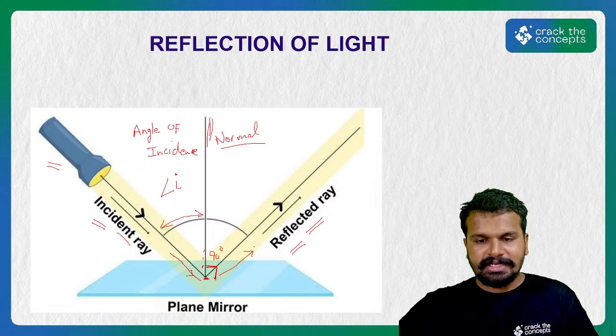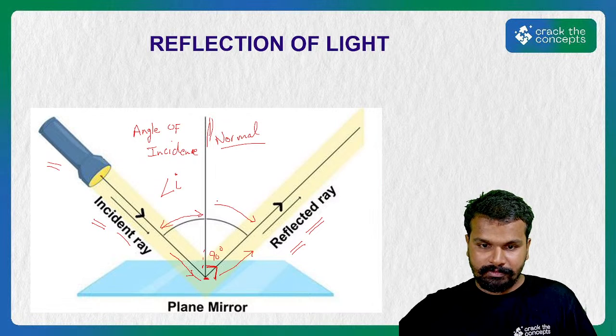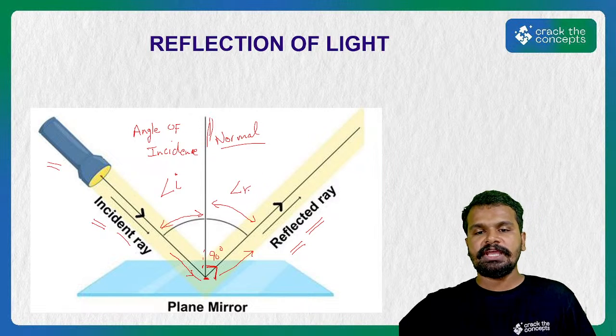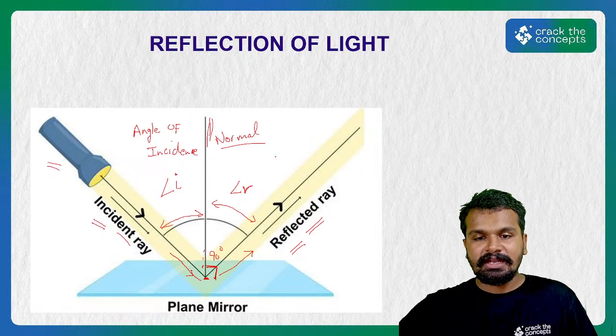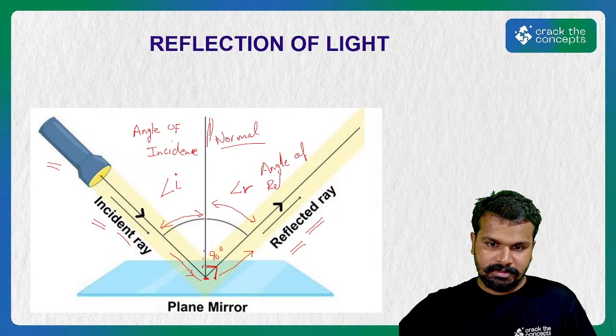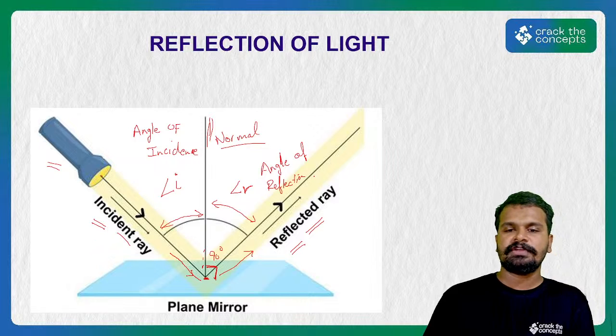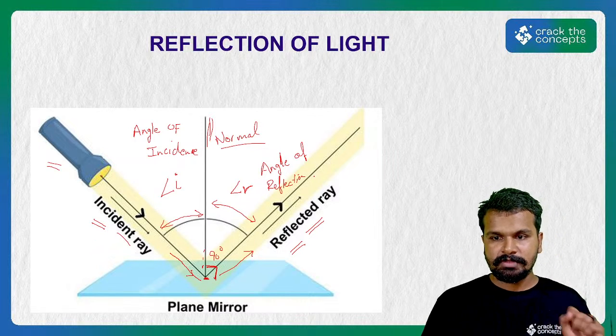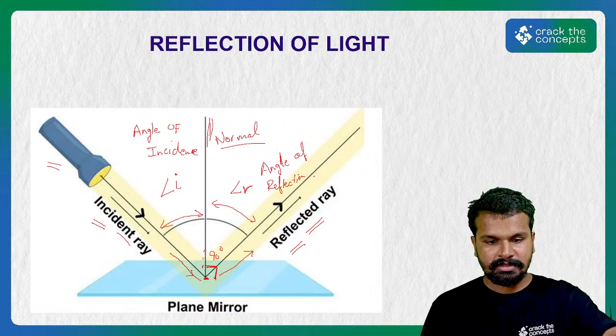Next, the reflected ray also forms an angle with the normal. That we call the angle of reflection. We denote it by angle r, small r. This is the angle of reflection. I hope you have understood all the terms. All the terms are clear, right?